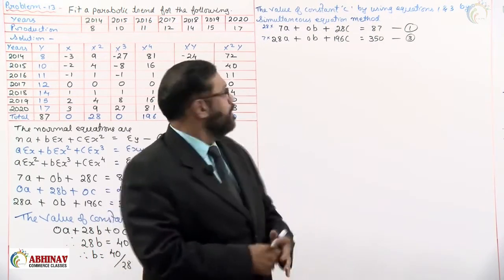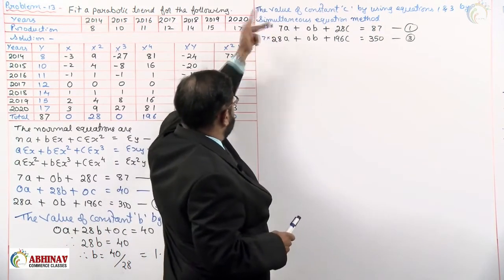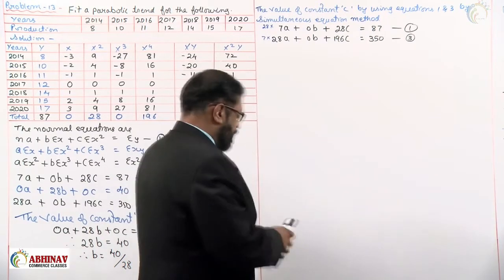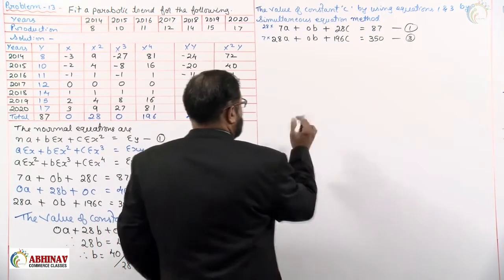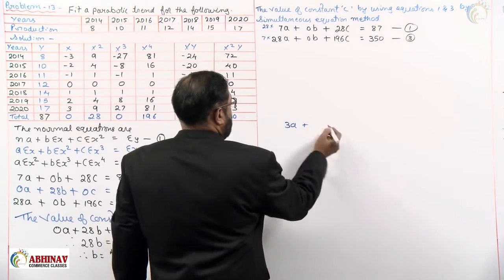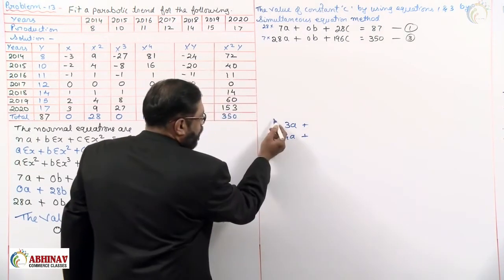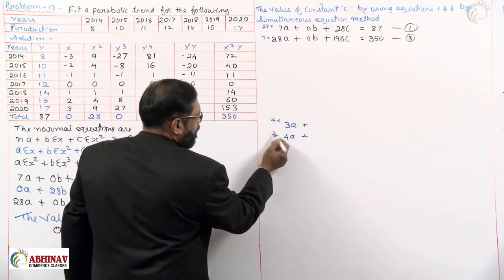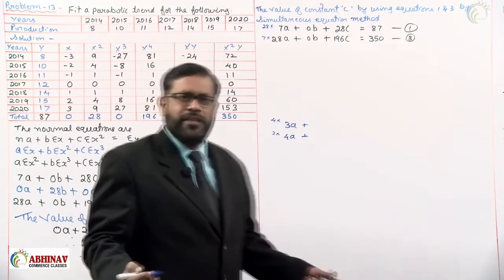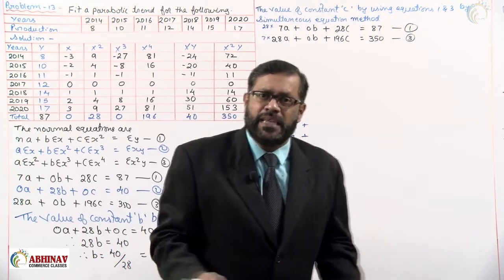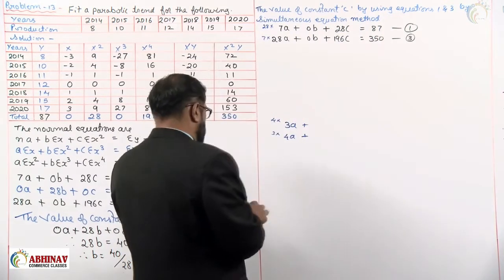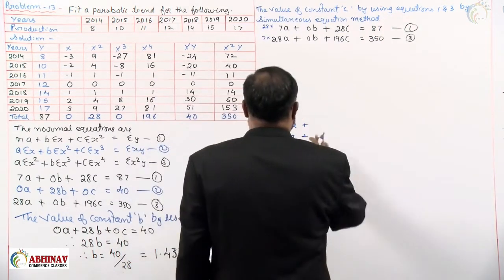I repeat. What numbers do we have? Interchange and multiply. Suppose the equations were something like 3a plus something and 4a plus something, what will we do? We'll multiply this by 4 and this by 3. That's all. Interchange the numbers and multiply. That is what I am doing now. Let us see the multiplication of it.